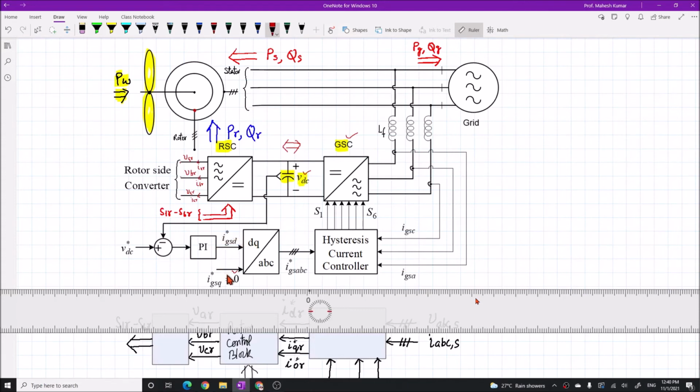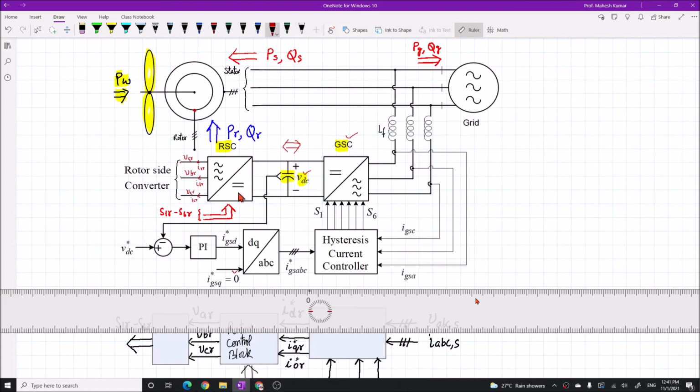Then we convert this quantity into grid side ABC quantities, and they are compared with the actual quantities through a series current controller or through any other current control scheme. We give the switching command to the inverter in order to track these reference currents with the help of the actual currents. So this is the grid side converter control, this part. And this side is the rotor side converter control.